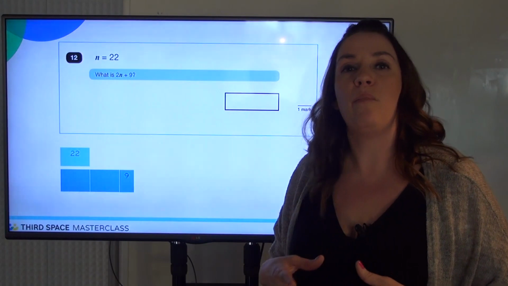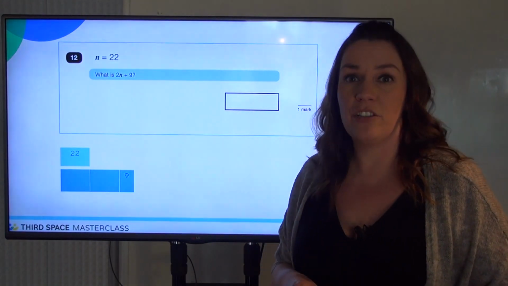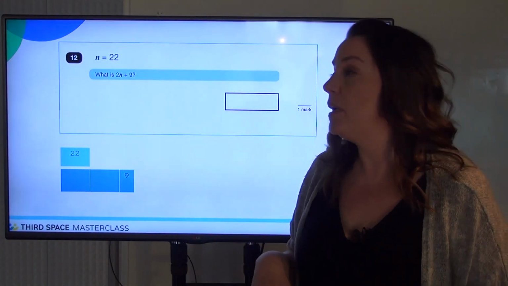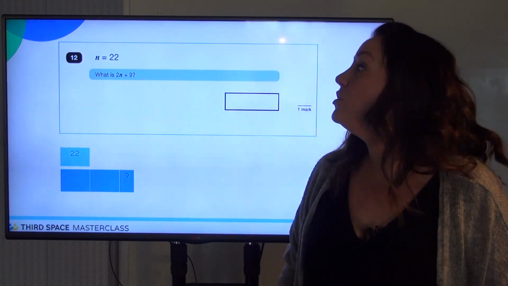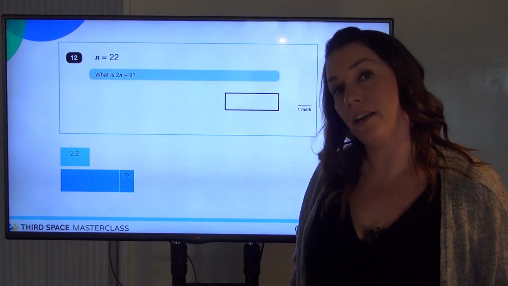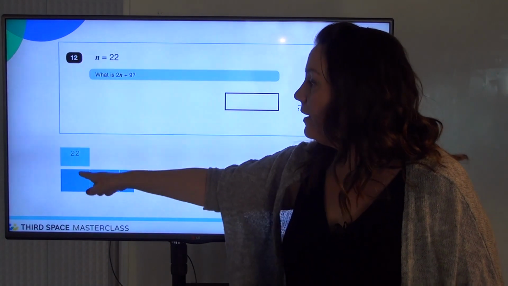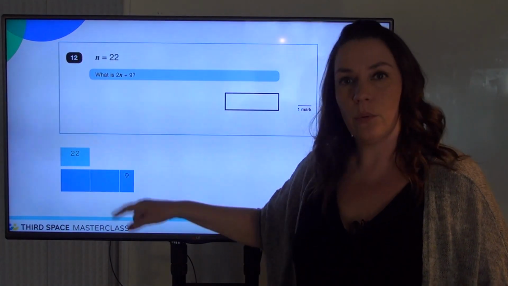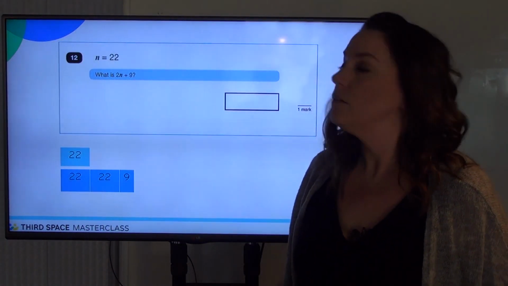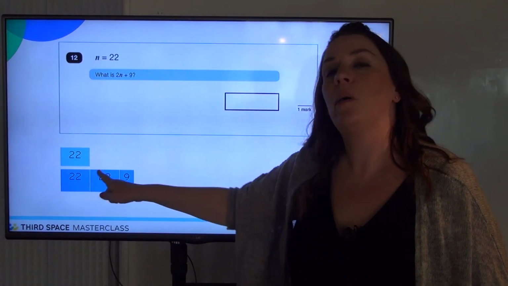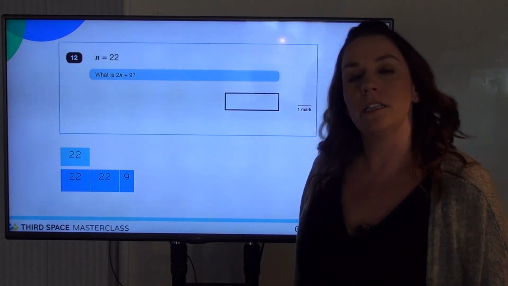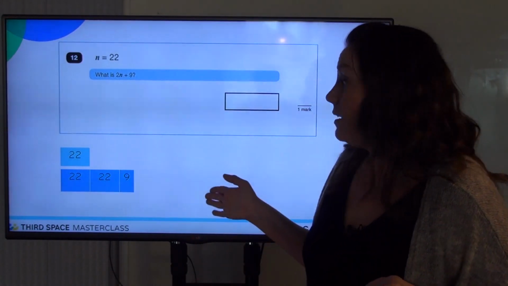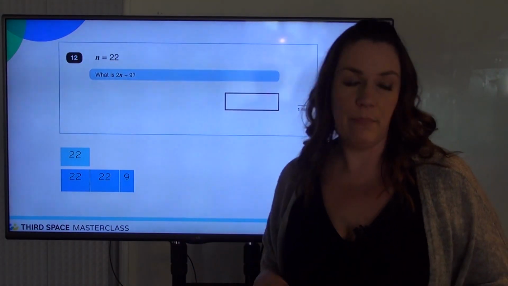And if you've got working memory difficulties, you might find it very difficult to actually remember what the letters and the numbers mean. So here we've got n equals 22. What is 2n plus 9? If we put it into a bar, it makes that very easy to understand. You can see that we can label the bar, each part is 22, and then add another 9 on. And like I said before, don't push people to label it every time.